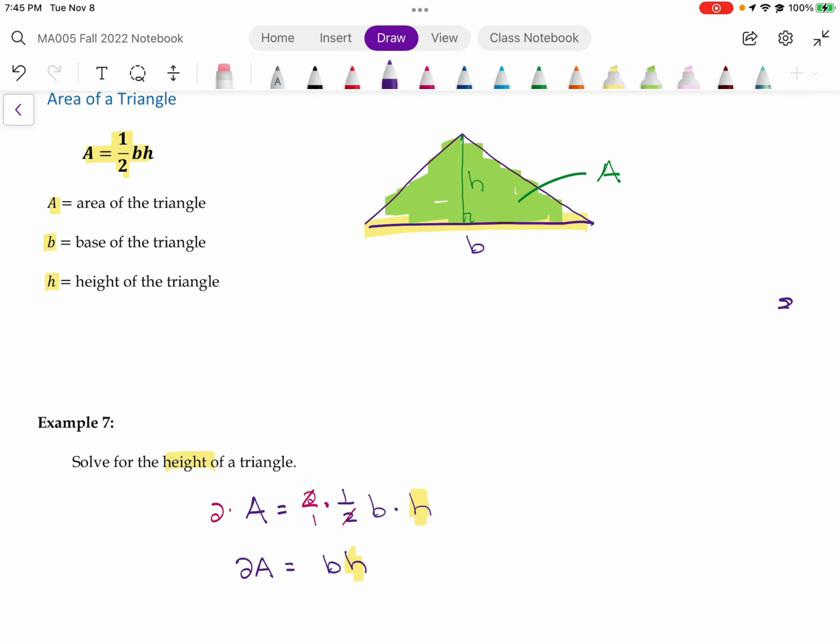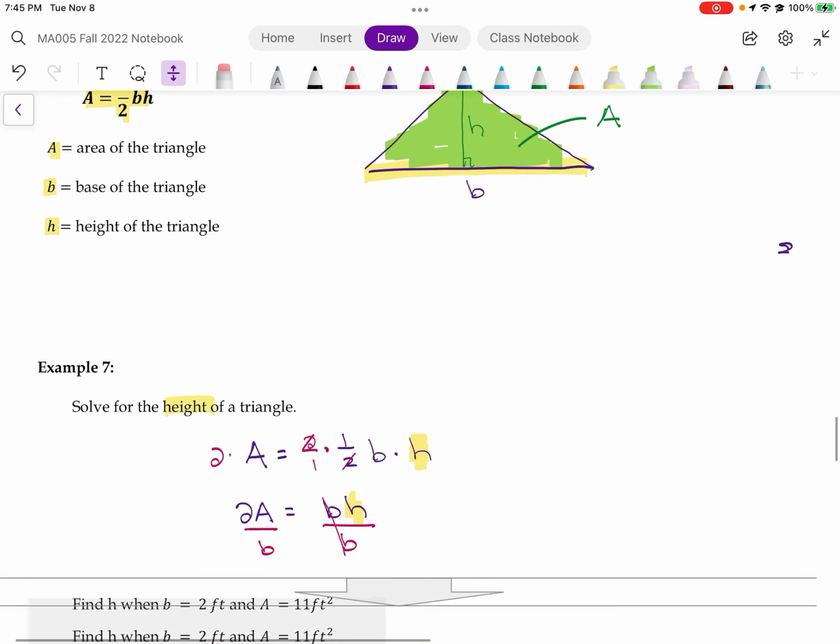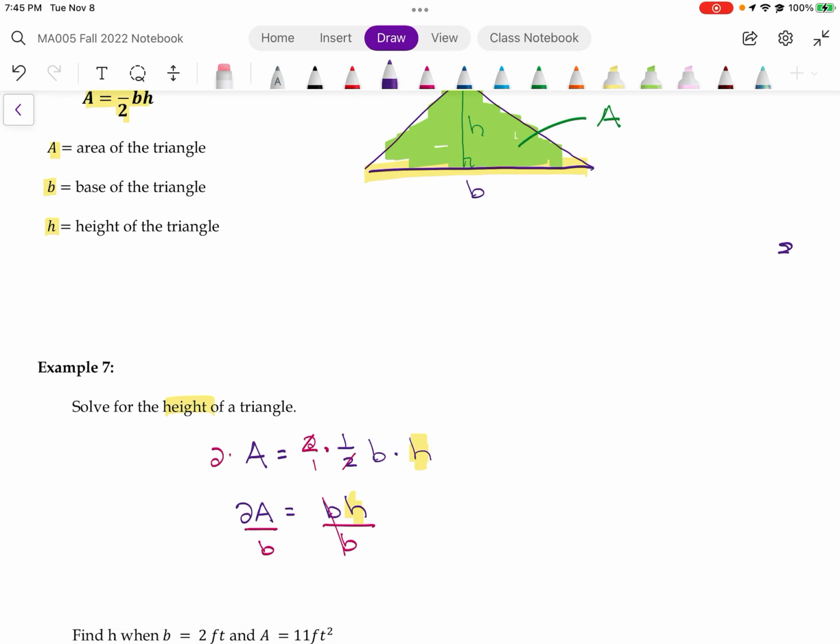So now we're going to divide both sides by the B. Why don't I do that in pink so you can see what I'm doing? Divide by B. And I get that H, which is now by itself, equals 2A over B. So that's my H. If I want to write a final formula, I put H equals 2A over B. So now I've solved for H.